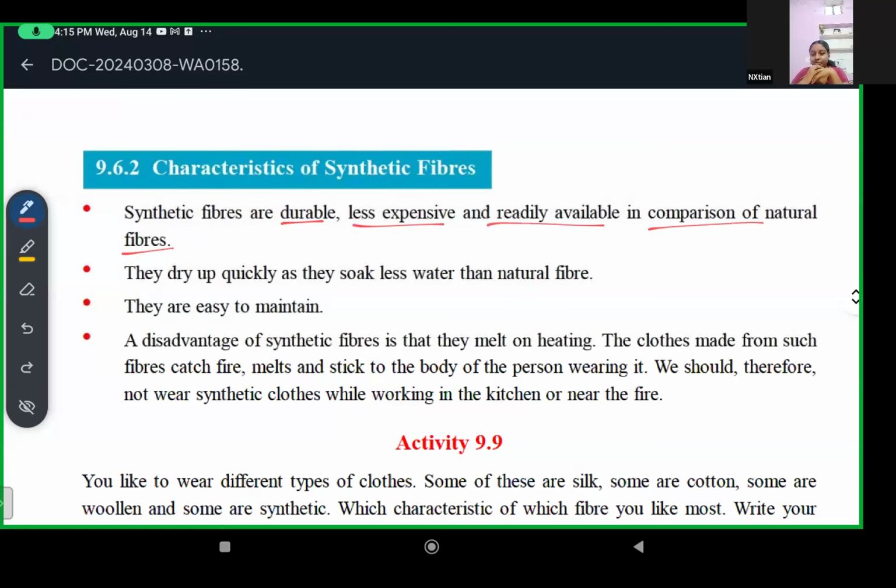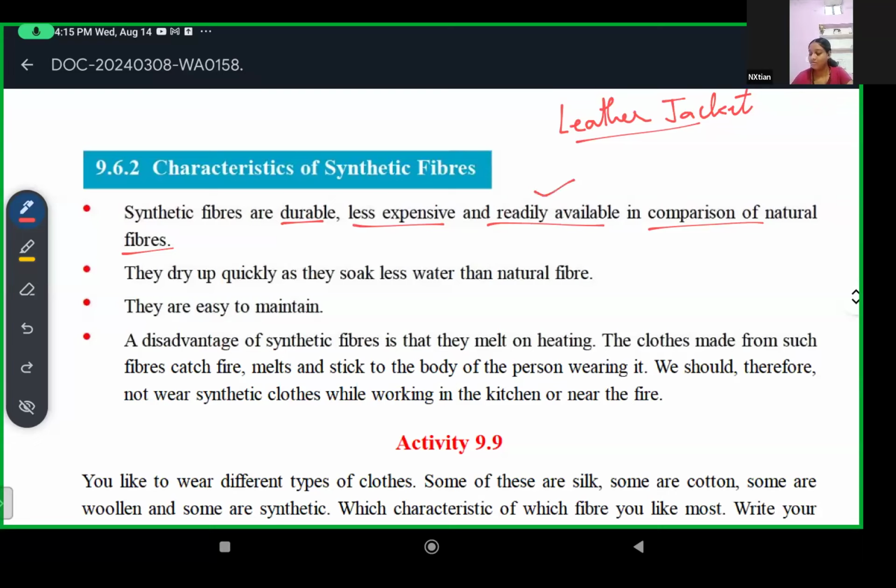Also less expensive. A good example is a leather jacket. There are two types of it. One is the artificial leather, and the other is natural leather. If you buy an artificial leather jacket, it costs less, but if you go for a natural original one, it's very costly. And it's hard to find the original one also.